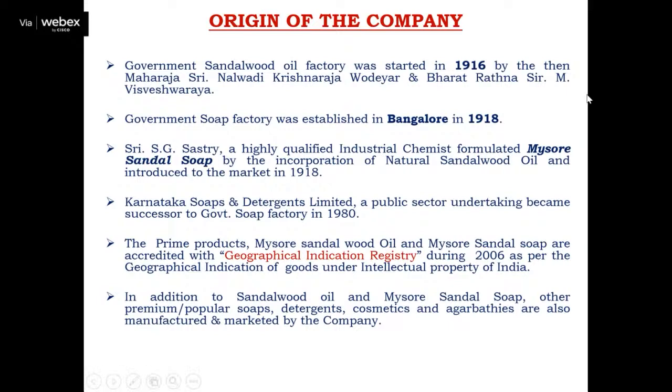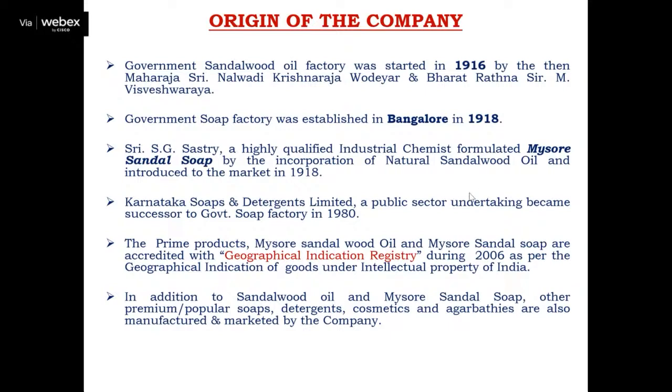The Government sandalwood oil factory was started in 1916 by the then Maharaja Sri Nalvadi Krishnaraja Wodeyar and Sri M. Visvesvaraya. The Government soap factory was established in Bangalore in 1918. Sri S.G. Shastri, a highly qualified industrial chemist, formulated Mysore Sandal Soap by incorporating natural sandalwood oil and introduced it to the market in 1918. Karnataka Soaps and Detergents Limited, a public sector undertaking, became successor to the Government Soap Factory in 1980.